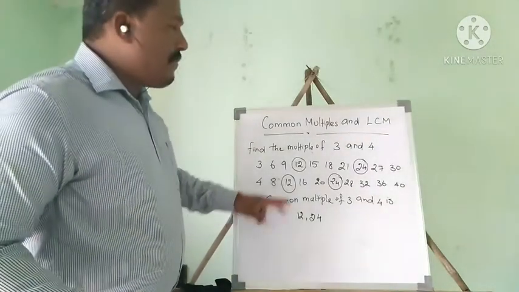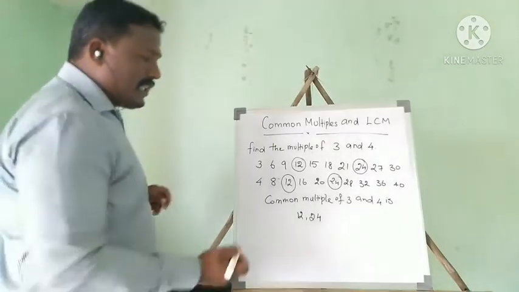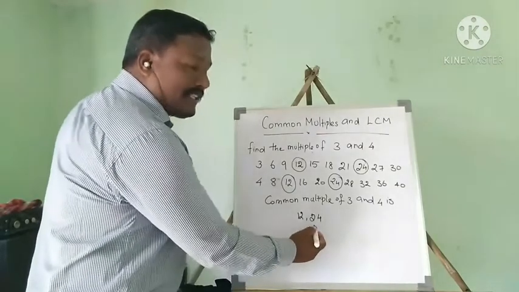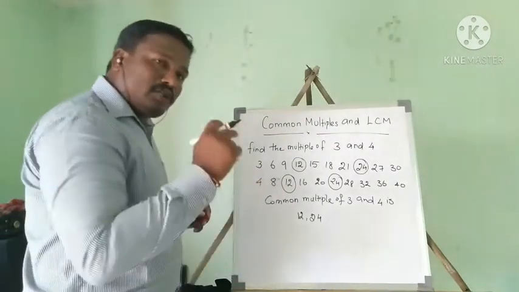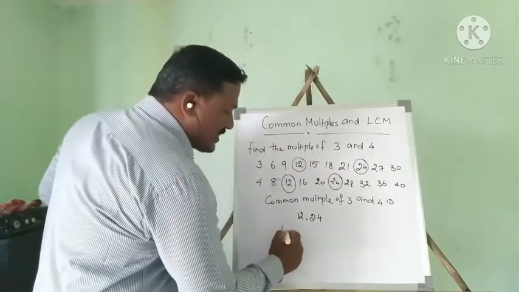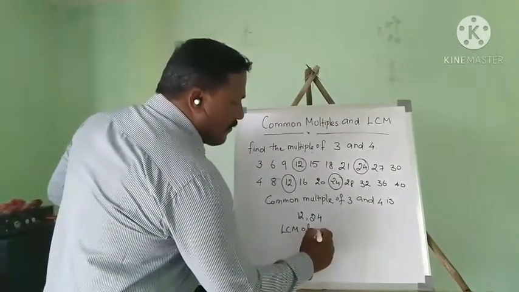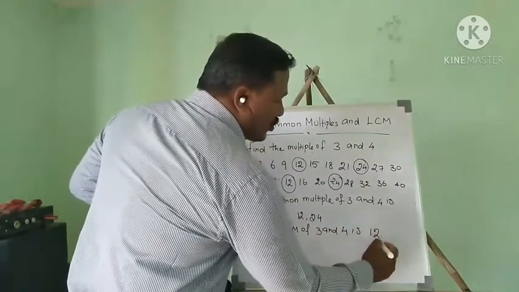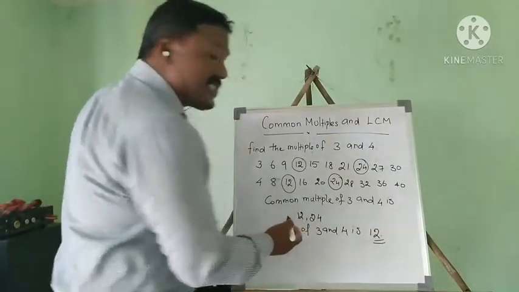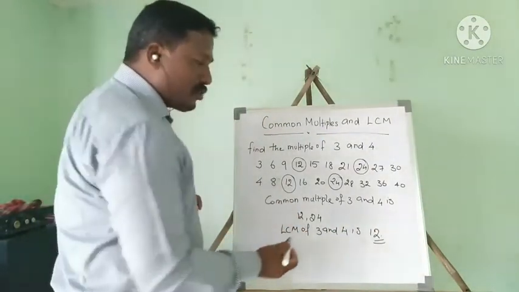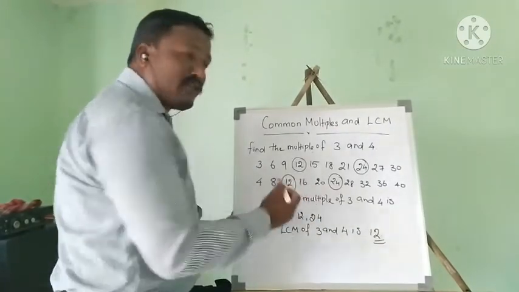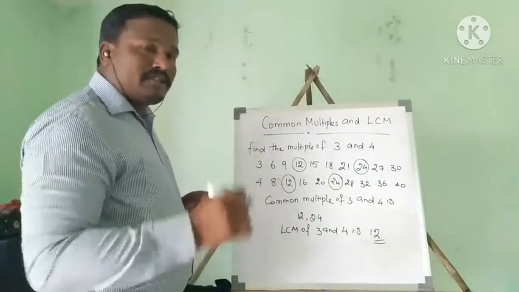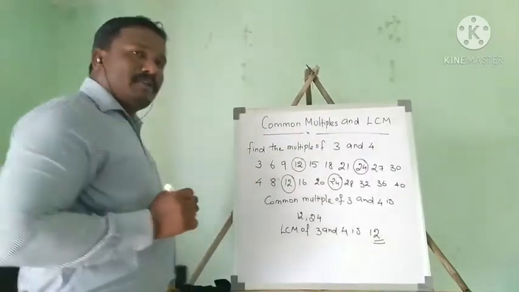Now we are going to find out the LCM, least common multiple. 12 is smaller compared to 24. 24 is bigger than 12. So 12 is the small number, so that is the least common multiple. So LCM of 3 and 4 is 12. So 12 is the answer. LCM means least common multiple. Of the common multiples 12 and 24, the least, smallest number is 12. So that is the LCM.